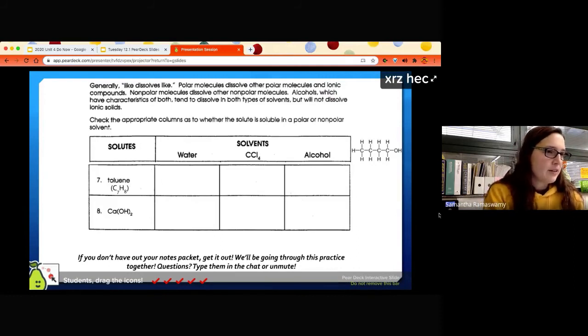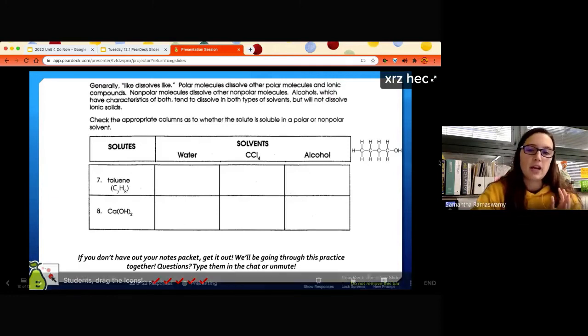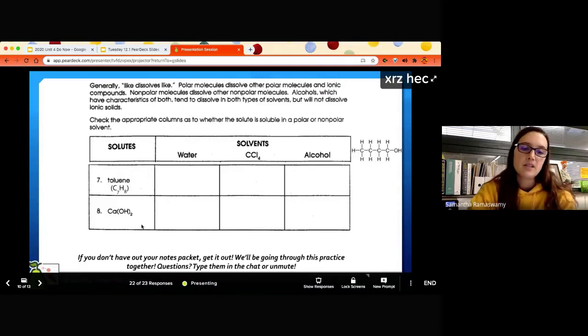Good, Emily, Abby, Ashley, good. So toluene is nonpolar. Toluene is a nonpolar solute, so it will dissolve in nonpolar solvent like CCl4 and in an alcohol. Ca(OH)2, calcium hydroxide, is ionic. Calcium hydroxide is ionic, so it will only dissolve in a polar solvent like water. So for toluene, you should check CCl4 and alcohol. Calcium hydroxide, you're going to just check water.